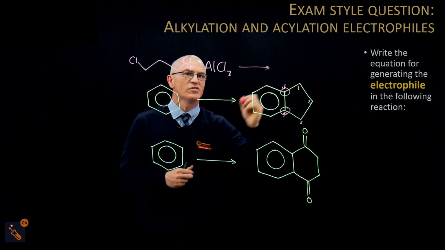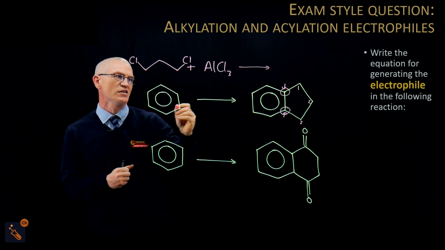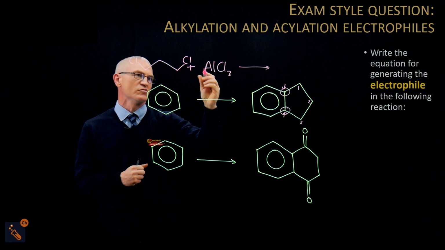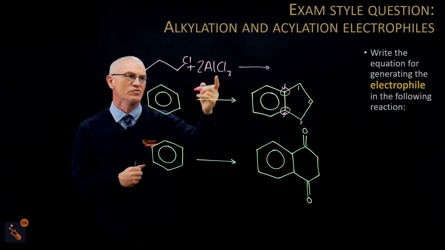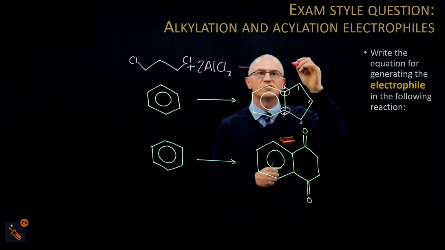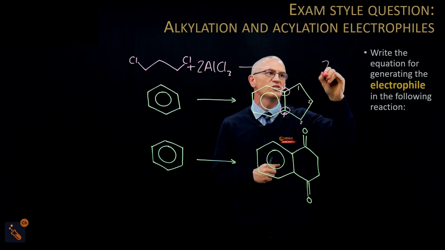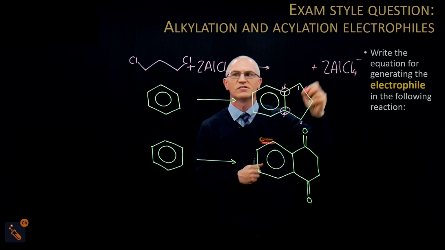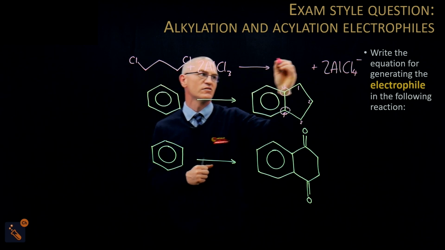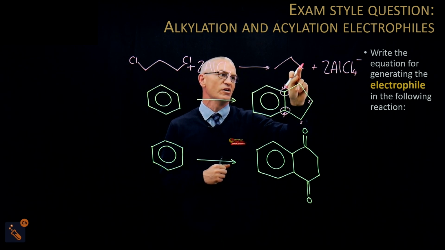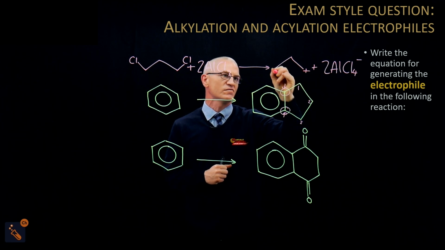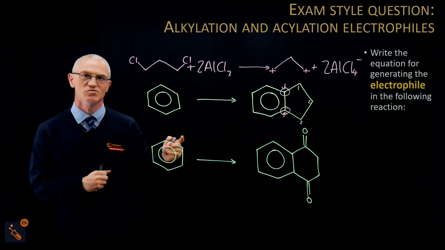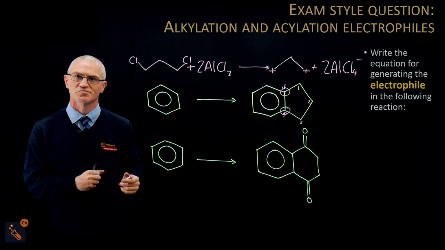We add our aluminium chloride, but this time there are chlorines on each end. Remember, each aluminium chloride reacts with one of those chlorines, so therefore we'll need 2 aluminium chlorides, which means we will end up having 2 AlCl4 minus. Remember, if I take the chlorine off, I leave it as an electrophile, and there you have your 2 ends, which will then react with that.